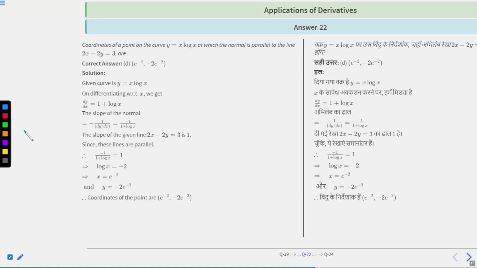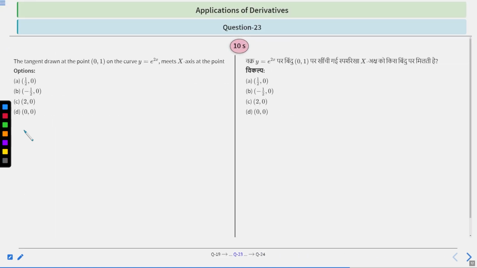Okay, let's move to the next question, which is question number 23. The tangent drawn at the point (0, 1) on the curve y is equal to e to the power 2x meets the x-axis at the point.